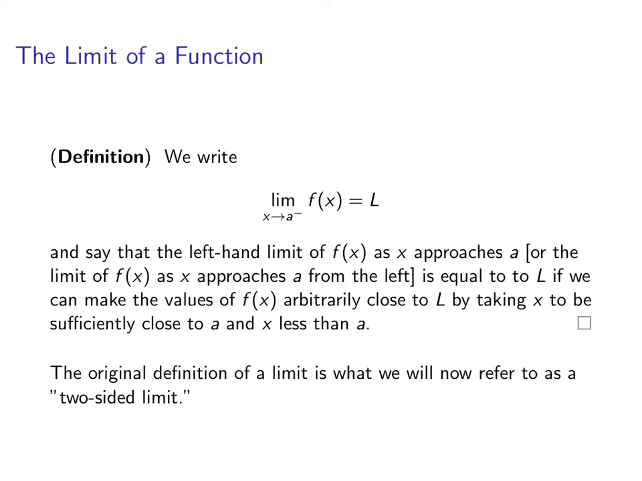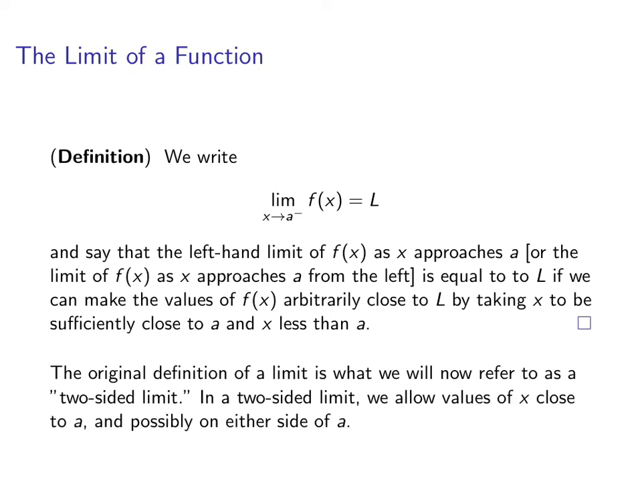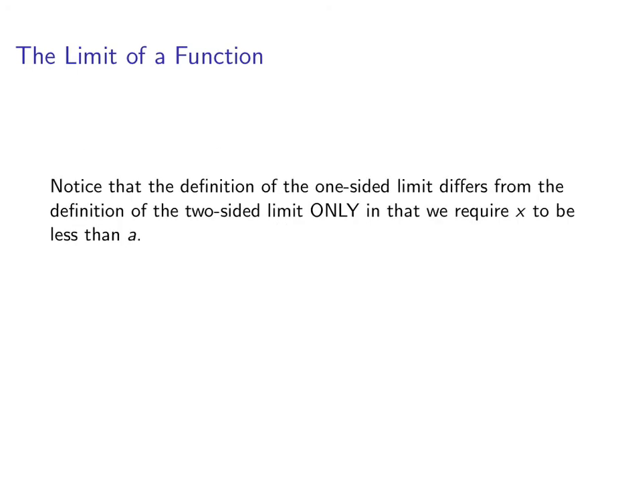Now the original limit is what we're now going to call a two-sided limit. That's where we have to consider values of x that are less than a and bigger than a. So in a two-sided limit, we allow values of x close to a and possibly on either side of a. Now the definition of the one-sided limit is only slightly different from the definition of the two-sided limit. For our one-sided limit, we're requiring x to be less than a.